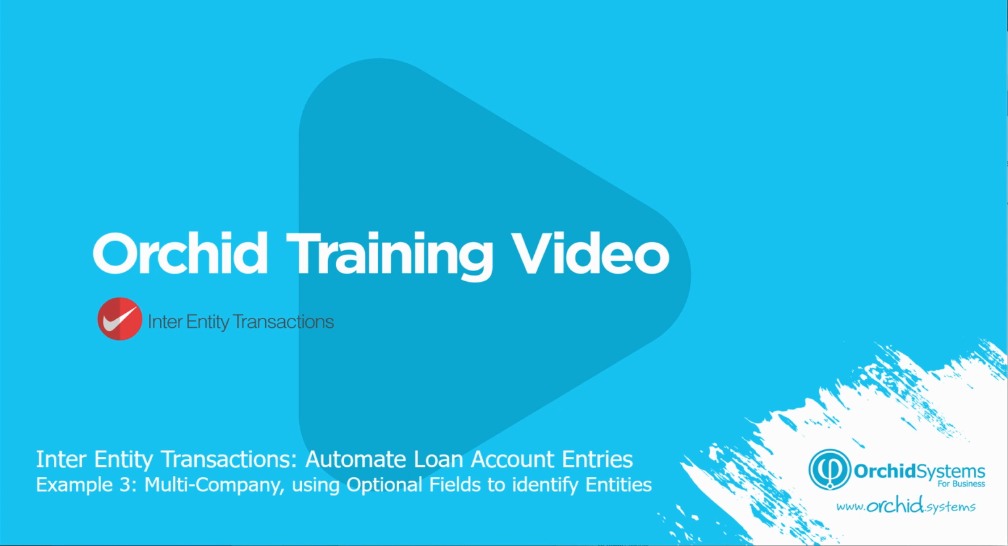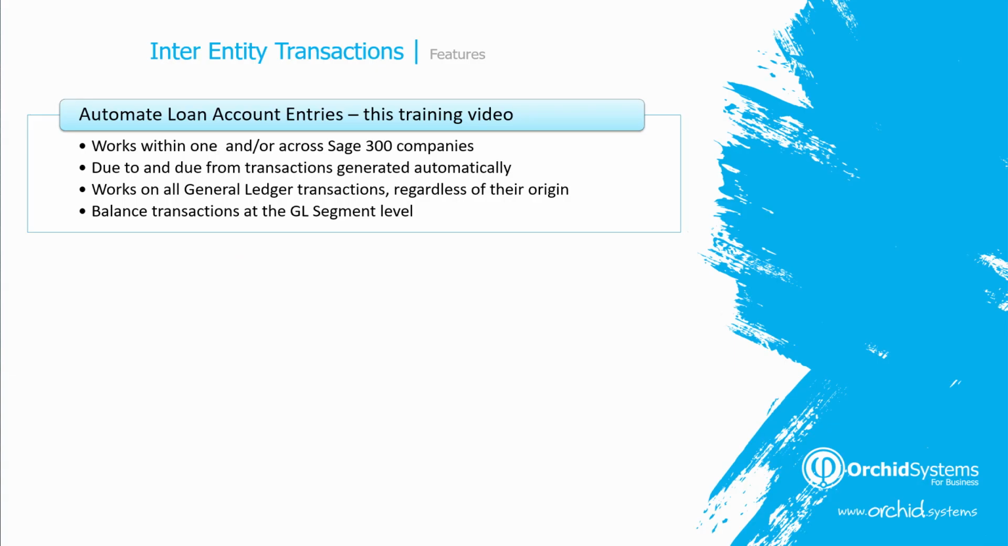My name's Anne from Orchid Systems, and today I'm going to run through the setup needed to automate loan account entries between entities. Inter-entity transactions allows you to automate loan account entries between entities. It works within one Sage 300 company database or across multiple Sage 300 company databases.